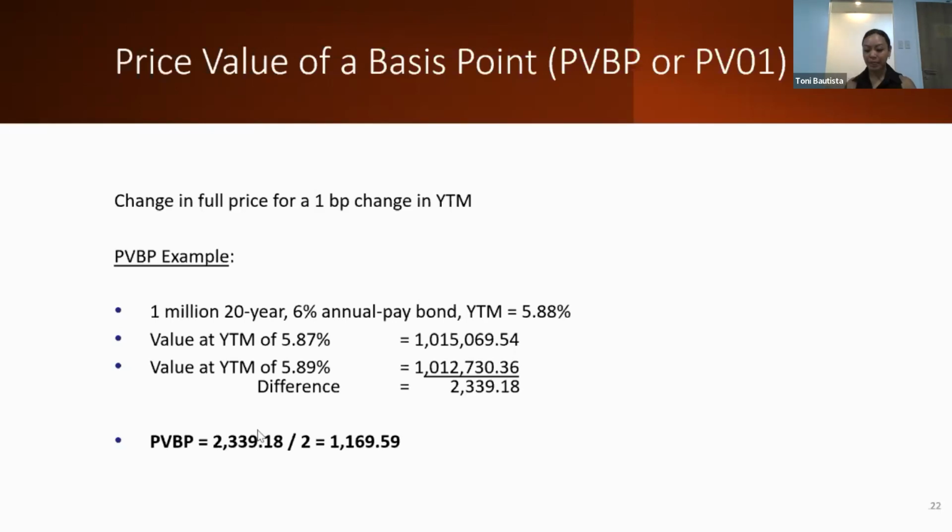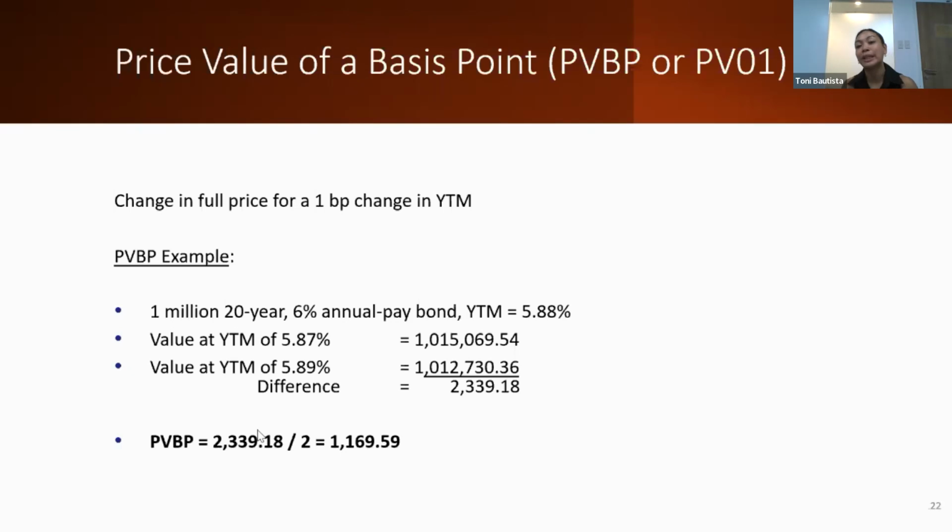So our estimate here would be, we would need to multiply 5 basis points, or just 5, to our PVO1. Our PVO1 is 1169.59. I will multiply it by 5, and that would be equivalent to 5,847.95.